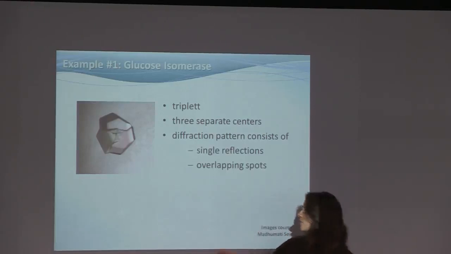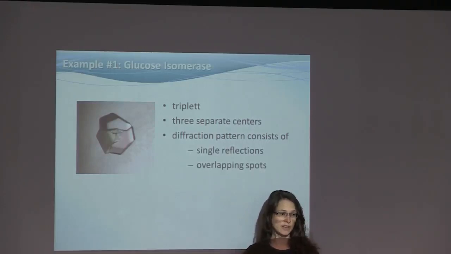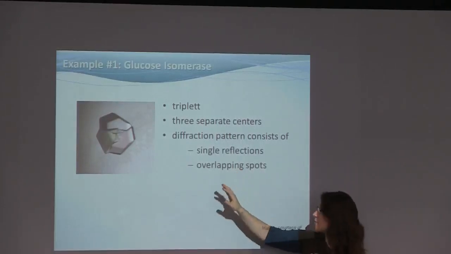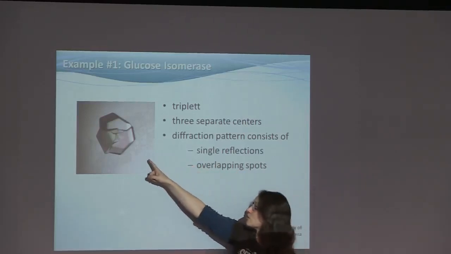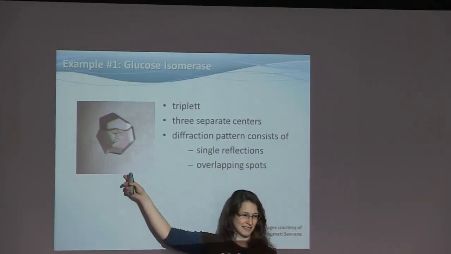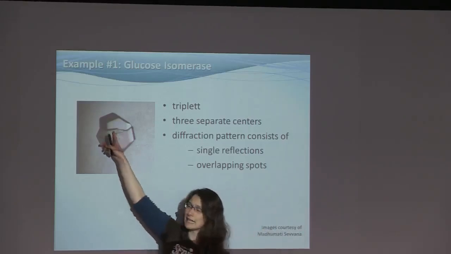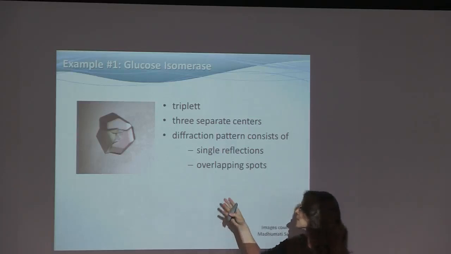Here is a crystal from Madhumati Sevana's PhD thesis. Madhumati did her PhD thesis on non-merohedral twins in macromolecules, which was kind of pioneering work for this, really. This crystal is a triplet. As you can see, it has 3 separate centers. So we would have a difficult time centering this crystal, right? We could center it on the middle, accepting that we are not centering any of the domains correctly, or we can center on one of them, so it's really difficult.